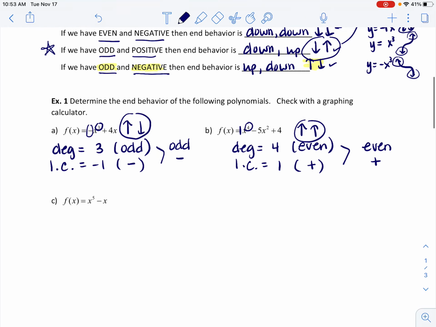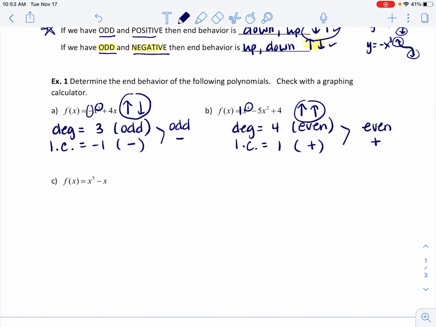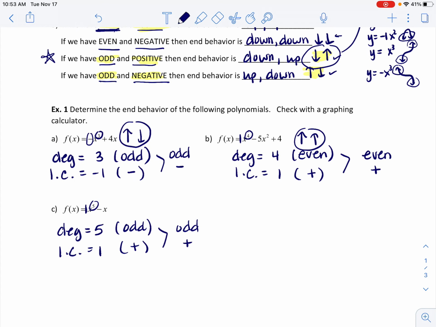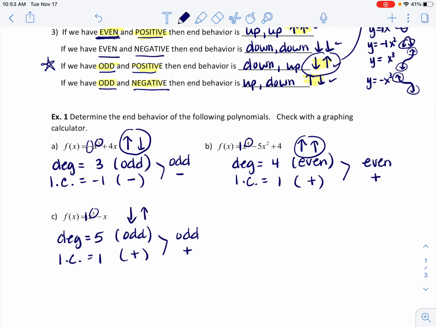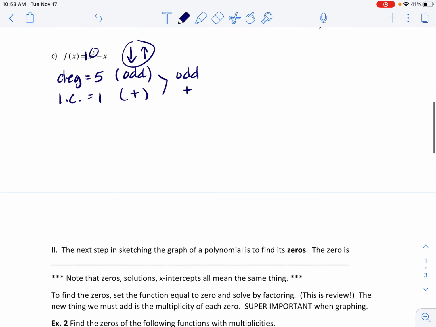Why don't you try maybe C by yourself? Maybe pause the video and see if you can get it right. Okay, so let's see what you got. The degree here is the highest exponent, which is a 5. The leading coefficient is the number in front, which is a 1. So 5 is an odd number, and 1 is a positive number. So I have odd positive. If you look here, odd positive is down, up. So this is going to be down, up. All right, and most of your homework is just doing that and getting really good at that.